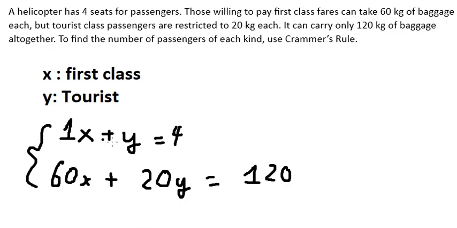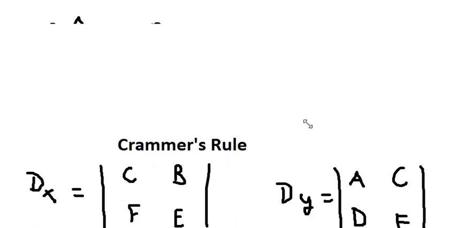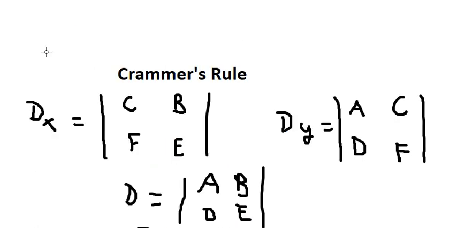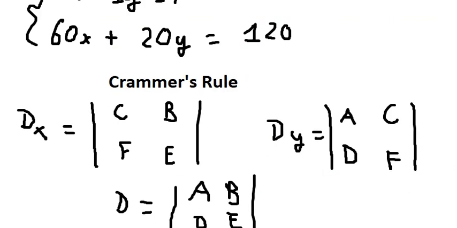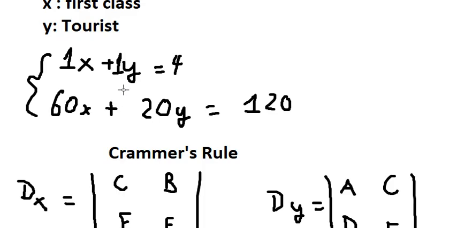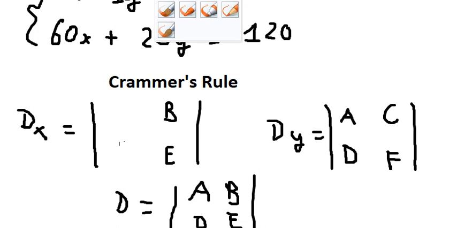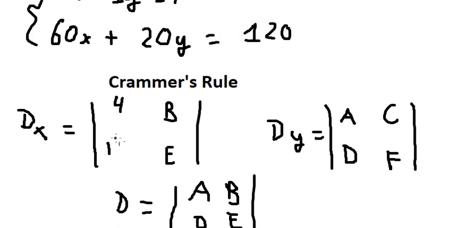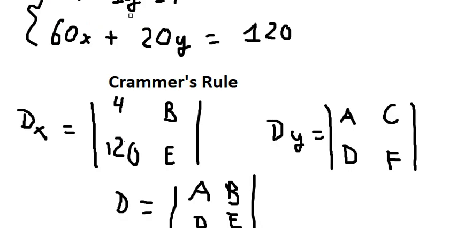The coefficients of this one are 1 and 1. So if we apply the formula in Cramer's rule, it should be like this. In this one we have c, that is 4, and f, that is 120. So we put the numbers here. B is 1, E is 20.